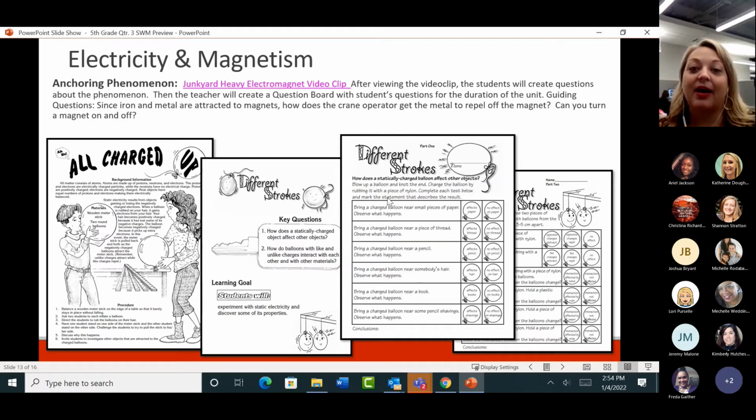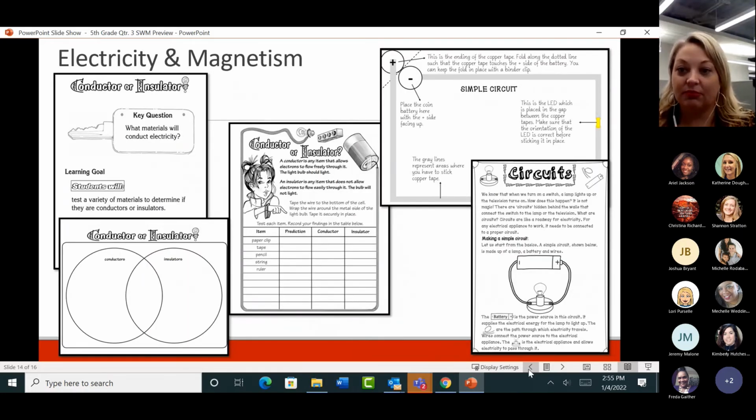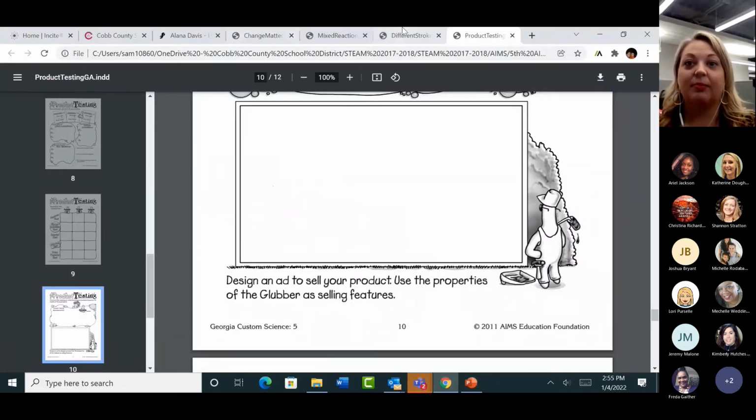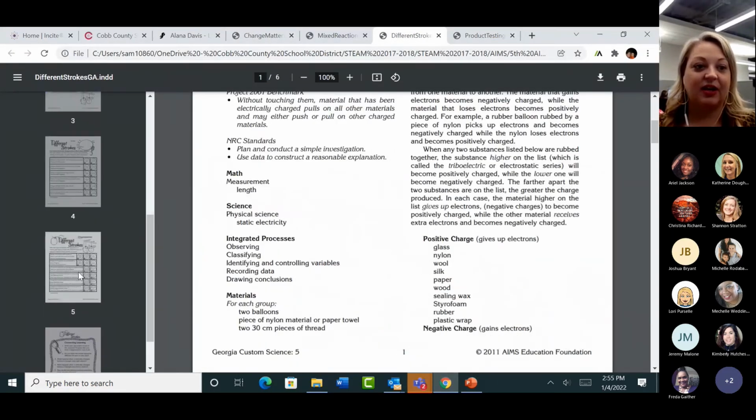This AIMS activity right here goes right along with element A and how objects are affected by static. So you're going to need a balloon, and students are going to experiment with static electricity and look at some of the properties. So it's telling you blow up your balloon, charge it by rubbing it on a piece of nylon, hair, carpet, whatever you have close, and then it has the students investigating what happens when you put it near a piece of paper, a piece of thread, a pencil, somebody's hair, a book. And over here, I pulled this one so you could see it.